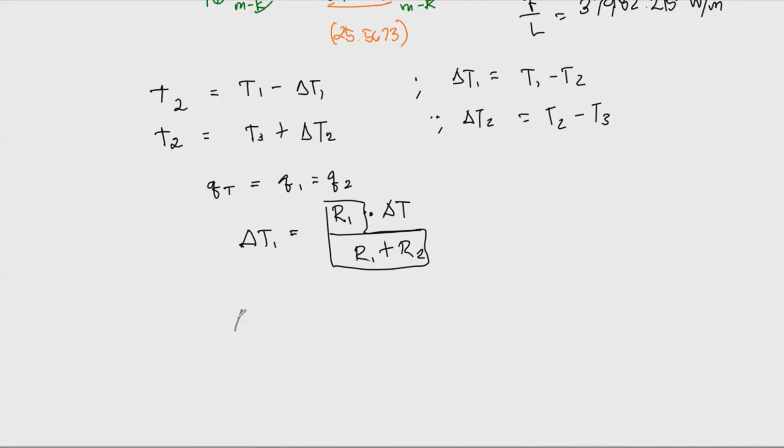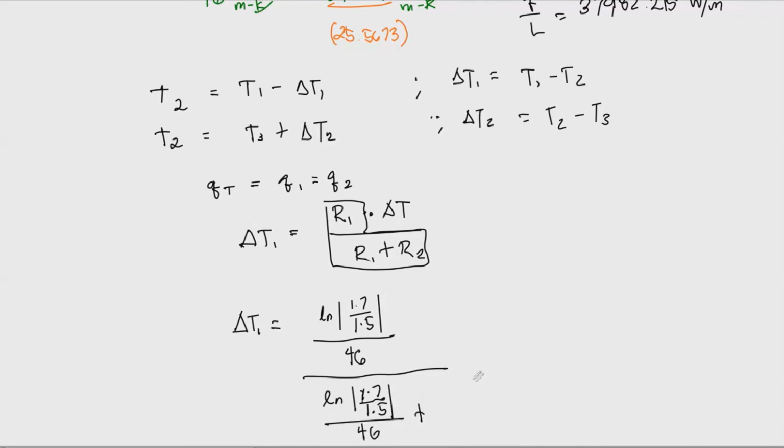So in this case, we can solve for delta T1. Remember, the first resistance is equal to the ln of 1.7 over 1.5, that is R sub 2 over R sub 1, divided by the steel's thermal conductivity, which is 46, and then this will be divided by the total resistance, that is ln of 1.7 over 1.5 over 46 again, added with the resistance offered by our silicon carbide, which we will be using the temperature at 140.